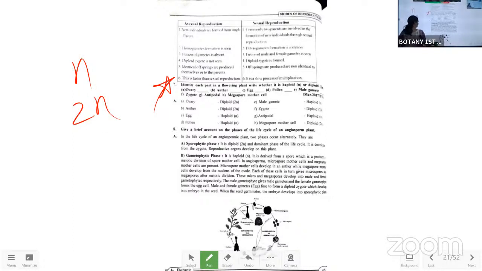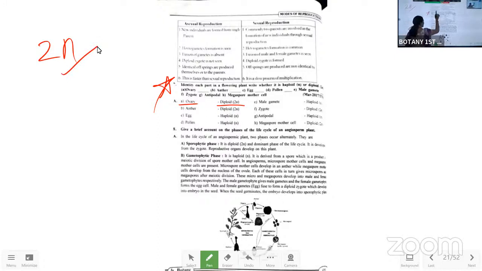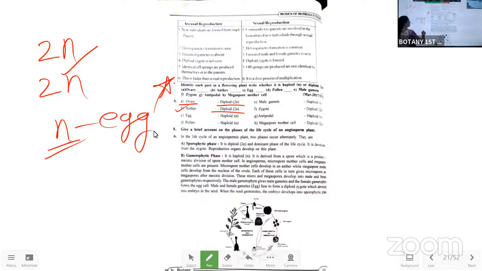So here, first of all, go with the order. Ovary. Ovary is always diploid in nature, 2N in number. Next one, anther. Anther is also diploid in nature, 2N in number. Next one is the egg cell. Egg cell is always haploid in number.